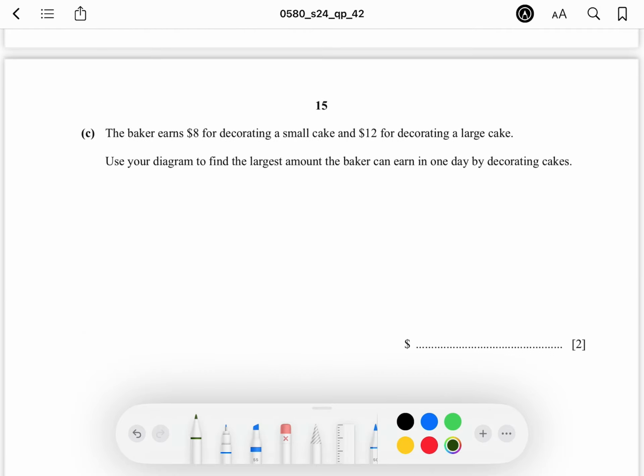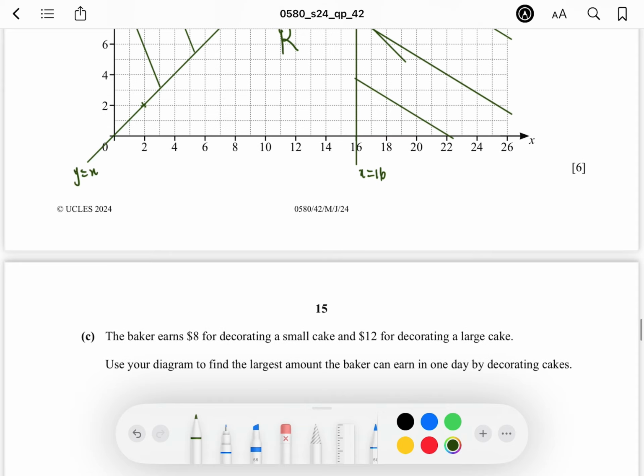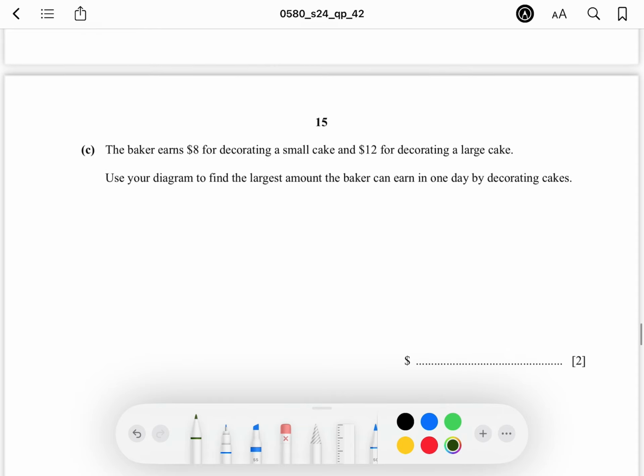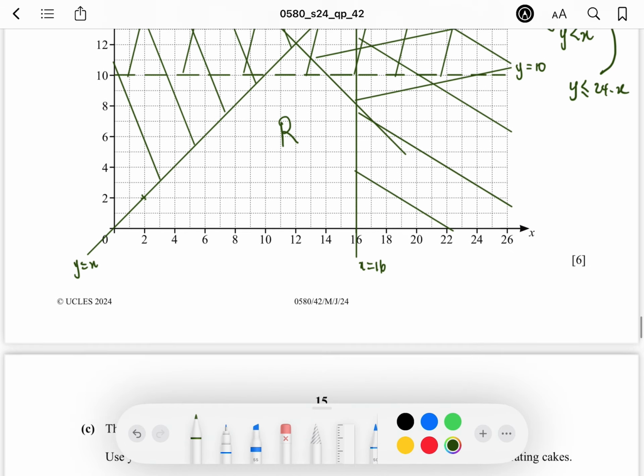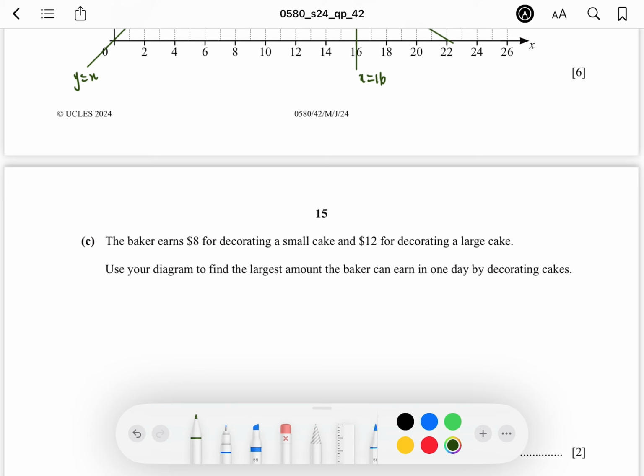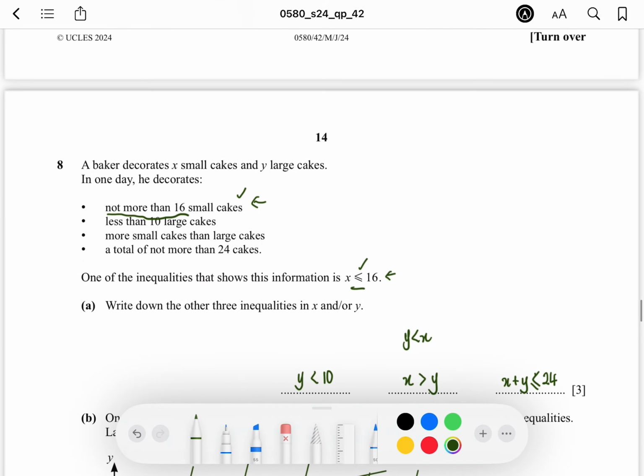Use your diagram to find the largest amount the baker can earn in 1 day by decorating cakes. Artinya, you want the amount for small cakes, which is the value of X, and the amount of large cakes, which is Y. Artinya kita mau X sama Y yang paling, totalnya paling largest, at the same time, menepati syarat-syarat ni.